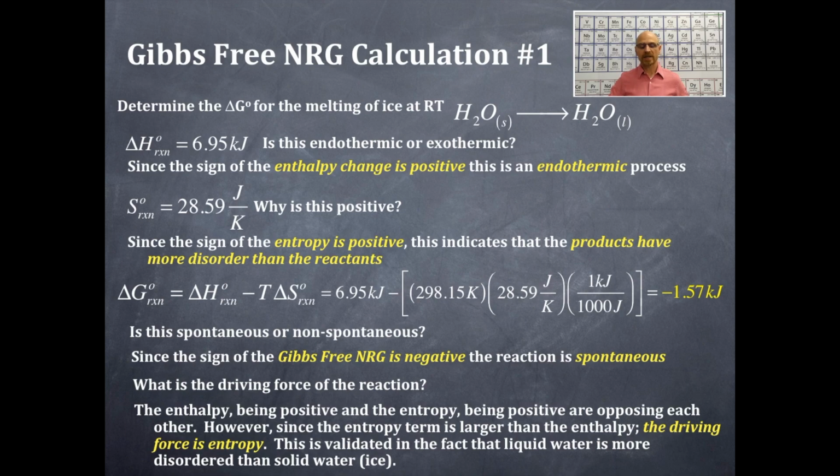This is validated by the fact that liquid water is more disordered than solid water, i.e. ice. The enthalpy term is going reactant favored. It is an endothermic process. And the entropy term is the product favored or spontaneous process. Since the Gibbs free energy is also spontaneous, we know that the Gibbs free energy and the entropy term are going together, and of course the overall is spontaneous because of the sign of the Gibbs free energy.